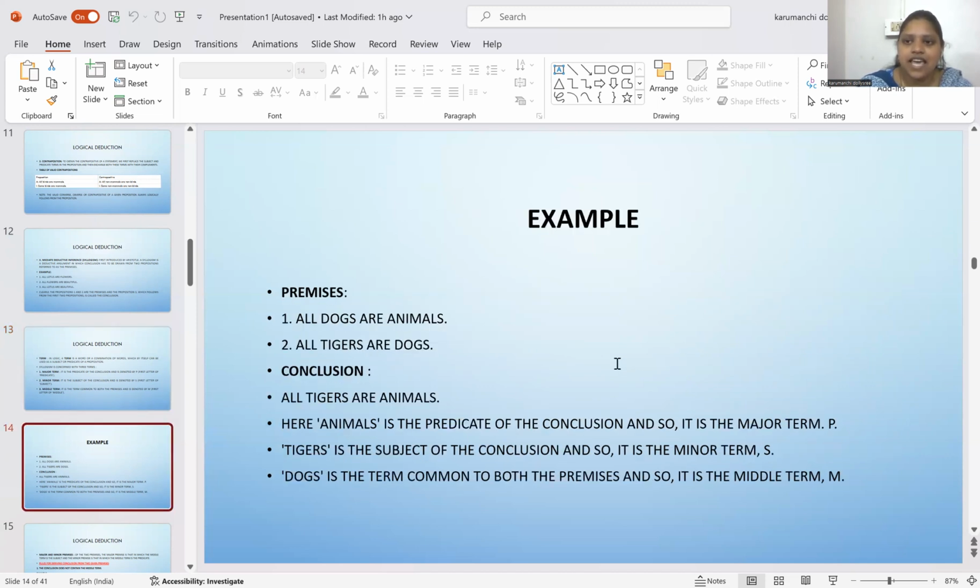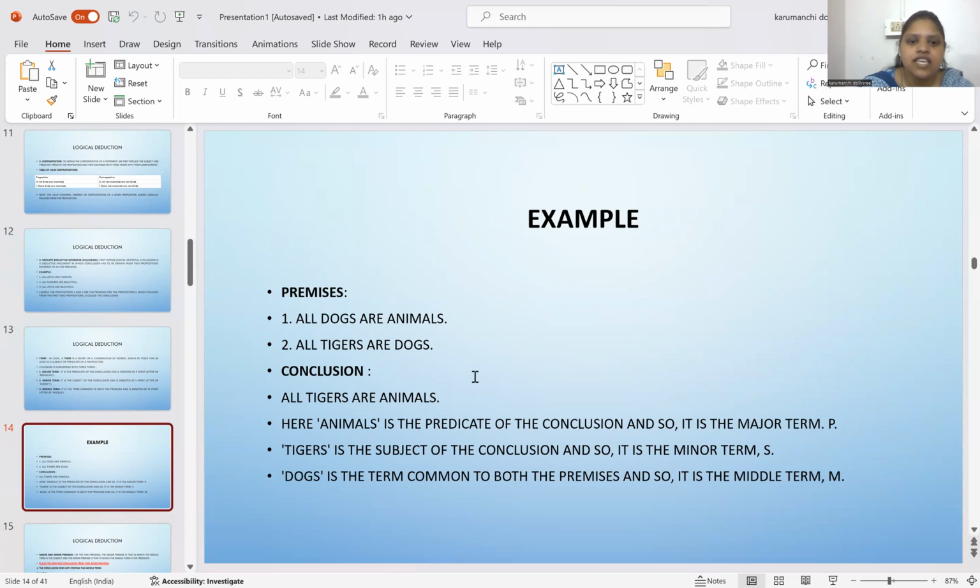So here, if we see the example, the premises are: the first statement is all dogs are animals, and the second statement is all tigers are dogs, and the conclusion is all tigers are animals. Here, animals is the predicate of the conclusion, so it is the major term P. Tigers is the subject of the conclusion, so it is the minor term S.